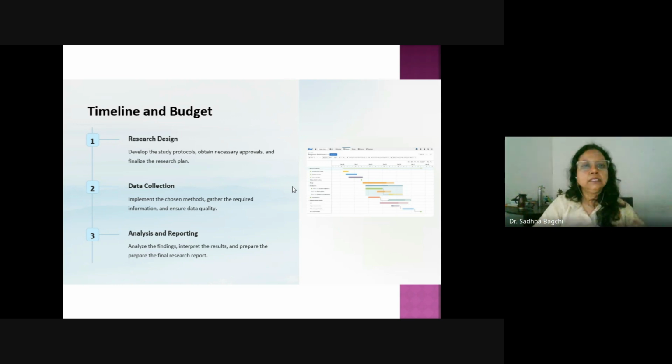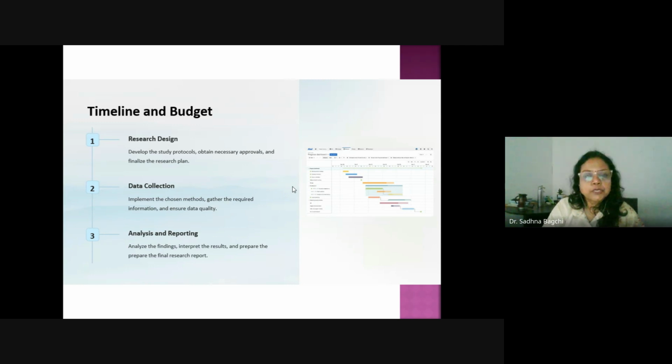Okay. The timeline and budget, research design, data collection, then analysis and report. All these things you already covered somewhere in the previous sessions. See how the data is collected, what the methods are, how the data could be edited, sanitized, and all those things. Then how this data can be analyzed, what analysis tools can be used, how hypothesis testing could take place. Naturally, we already talked about all these things. I'm not going to repeat these things again.